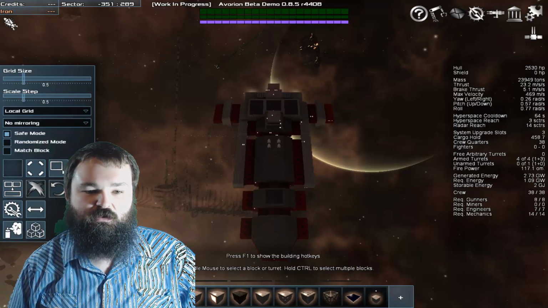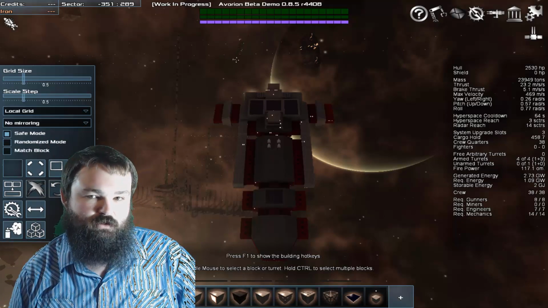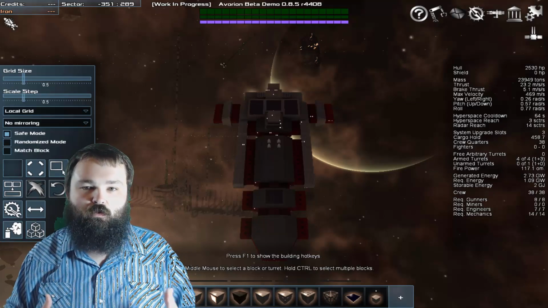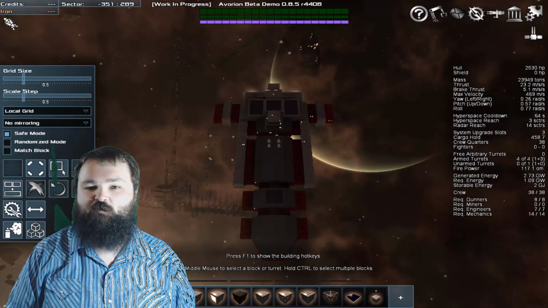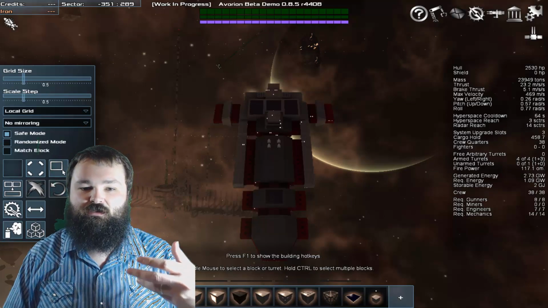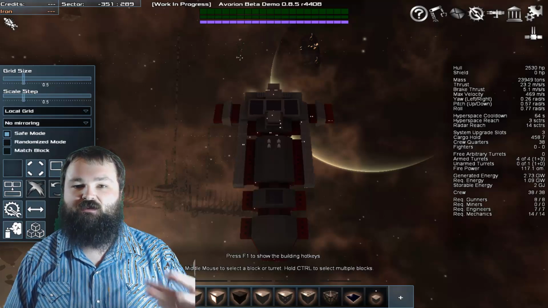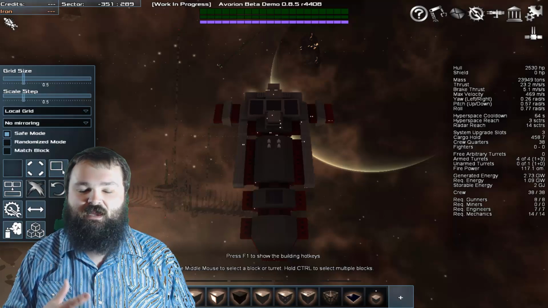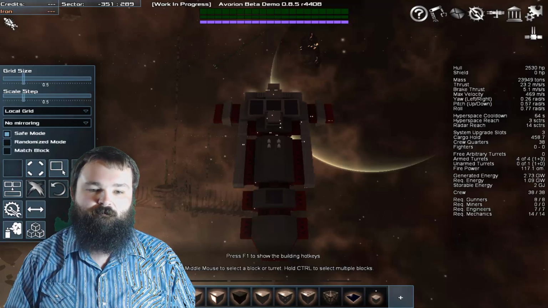Hyperspace cooldown, hyperspace reach, and radar reach, those are just in-game structures. They're not real-world type of units. They're not real-world type of parameters. And those are just based on the map and how much strength your hyperspace drive has on your specific ship. And we'll go over that a little bit, but that has no real-world significance that we're talking about here.